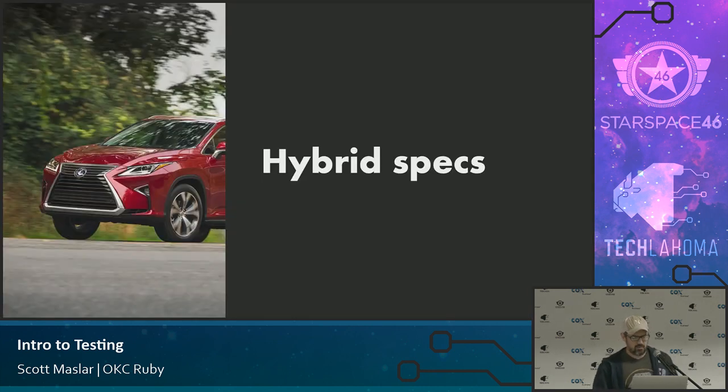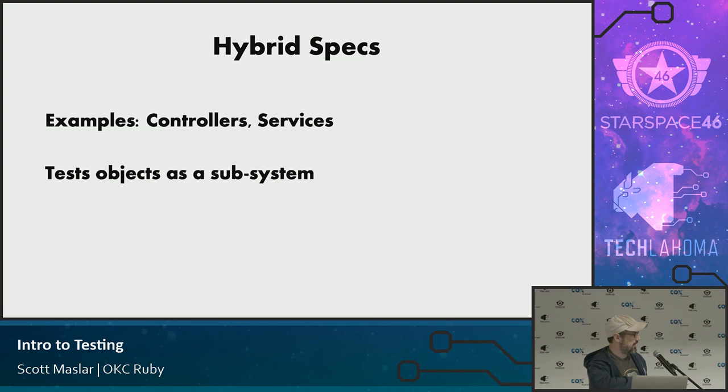So hybrid specs, these are the situations where we're talking about a controller, or maybe we're talking about a service, like we learned about it at the last meetup. These are really the situations where we're testing a subsystem. So we're probably going to see a handful of objects. So instead of it being one component, we're probably going to see a few different components.